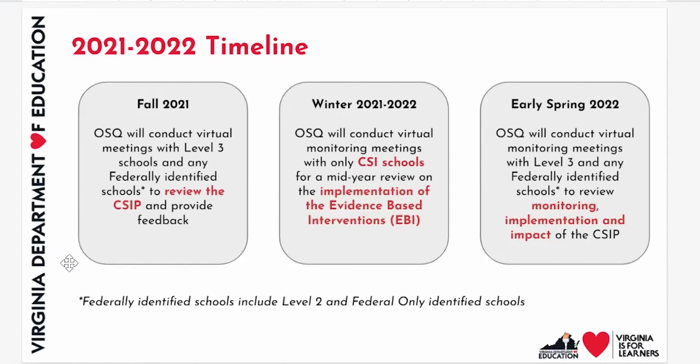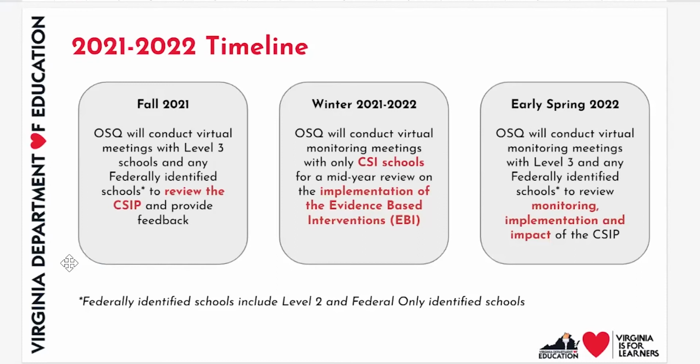After the meeting ends, we will submit a document that will share some recommendations, commendations from the meeting, but it will all be done in a way that's supportive and based on your needs. In the winter, there will be a meeting for our federally identified schools, our comprehensive support and improvement schools, our CSI schools, for a mid-year review specifically focused on the implementation of those EBIs, those evidence-based interventions. And there'll be a training before that to prep for that, so you don't have to remember all these things about the winter and the spring meetings.